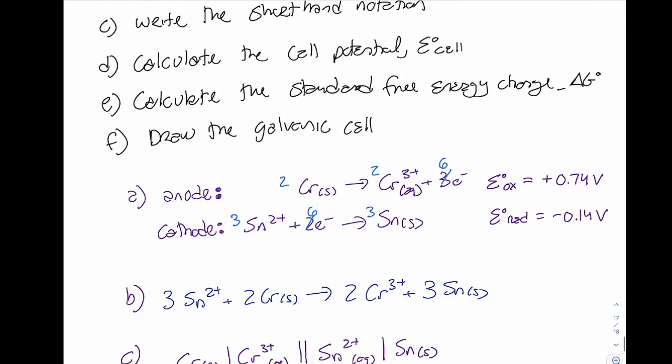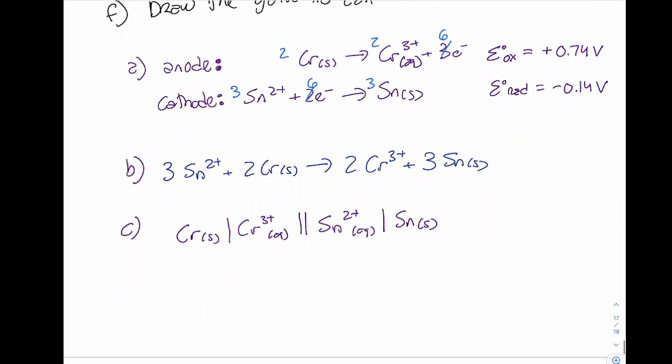Part D. Part D wants us to calculate our cell potential. That's just adding those two together. And again, we do want that to be a positive answer. If it comes out negative, you goofed up previously.